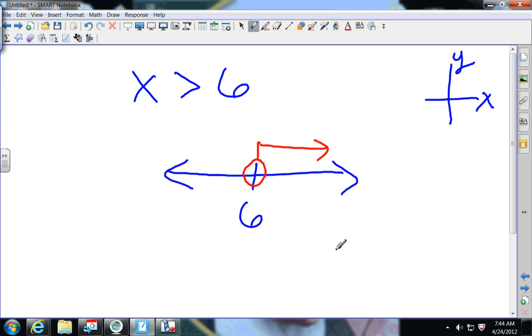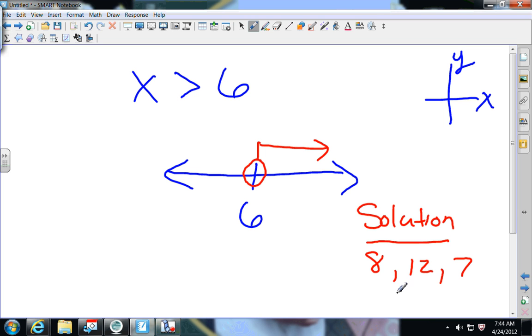So when they ask, can you give me a solution to this inequality? Give me anything that's a solution. There's lots of different solutions. 8, and it's actually not 0, 8, because 0, 8 would be a y-intercept. 12 would be one. 7. It's anything greater than. What if it was 6.1? Yes. What about 6? It does not say equal to. So 6 and less, those are not solutions.